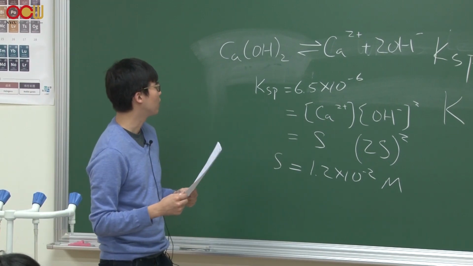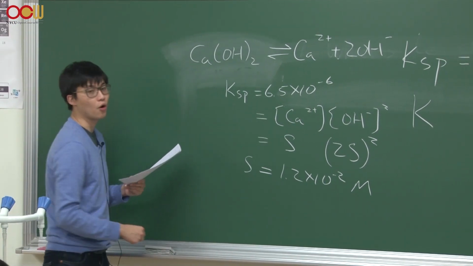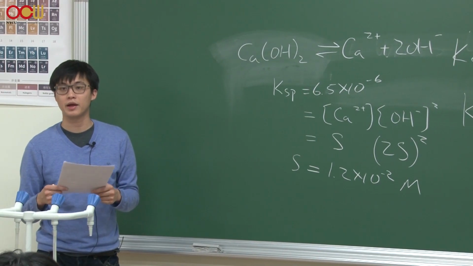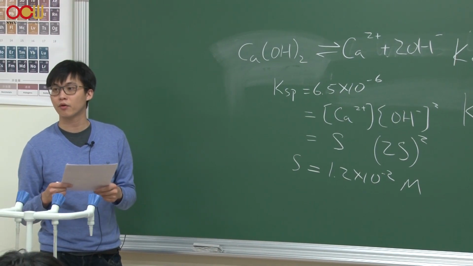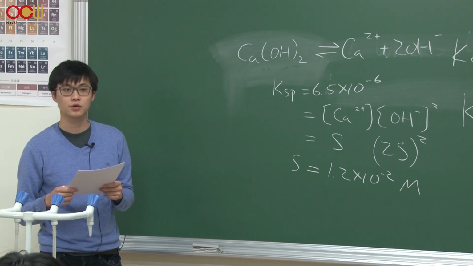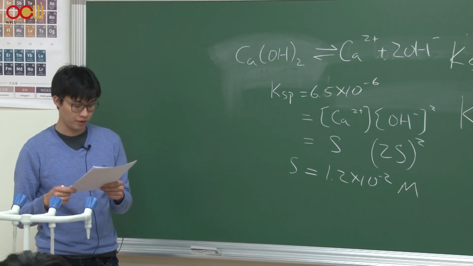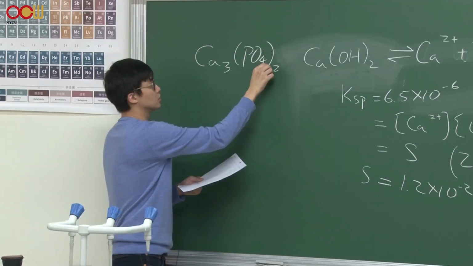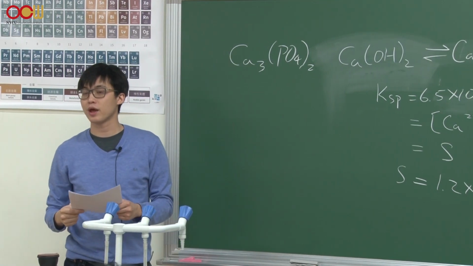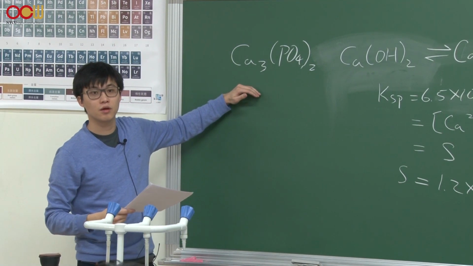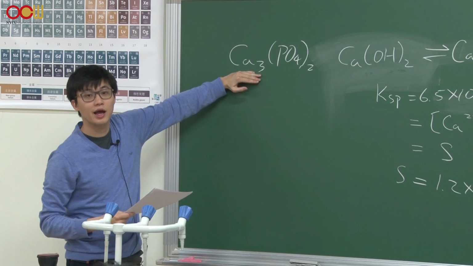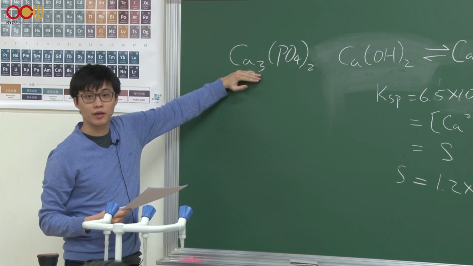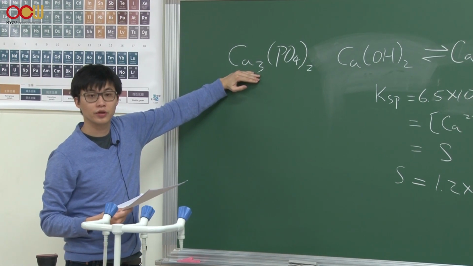In another example, let's look at the common component in our bone. Our bones are made of a mixture of mineral and some soft tissues, right? The main component of the mineral is calcium phosphate. If you remember from last semester, we had a reading assignment about your teeth, and how they can react with acid, which causes the erosion of your teeth.